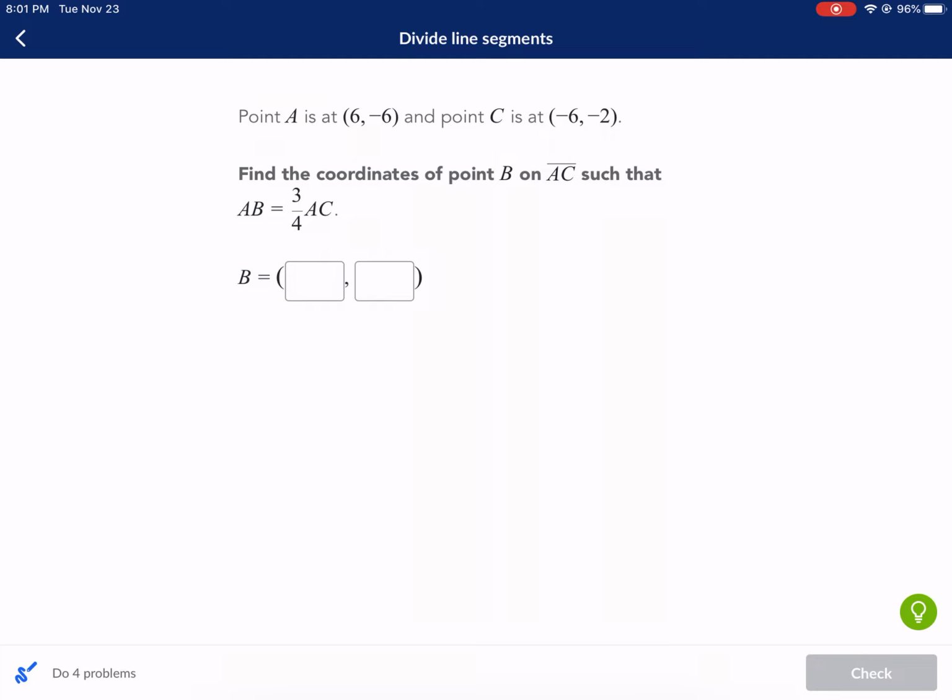Today I have another requested video, divide line segments on Khan Academy. I have a viewer and commenter who's, I guess, trying to speed run Khan Academy, go through all the exercises. Anyway, this is actually a really great geometry concept. Let's go ahead and jump right into it.